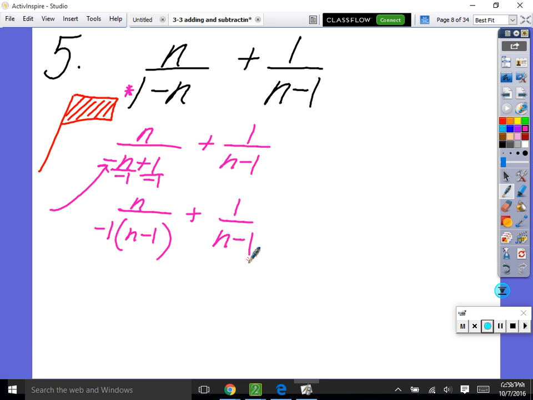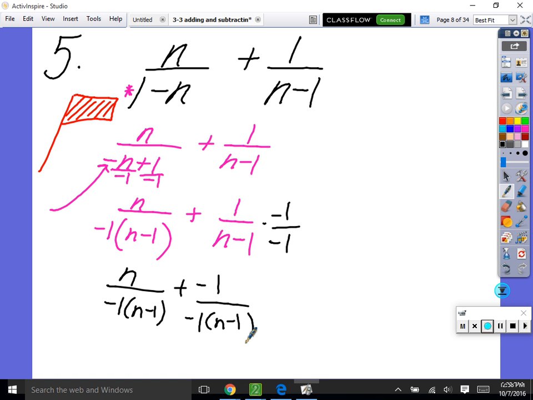Now looking at it, what's my least common denominator? Negative 1 and n minus 1, right? Everybody? So now we need to multiply this one by negative 1 over negative 1, right? So we'll multiply by negative 1 over negative 1. So we still have n over negative 1 times n minus 1. And now we have plus negative 1 over negative 1 times n minus 1. Now we have a common denominator, so we can combine the top. So we're going to have n minus 1 on top, and on bottom, we have negative 1 times n minus 1.